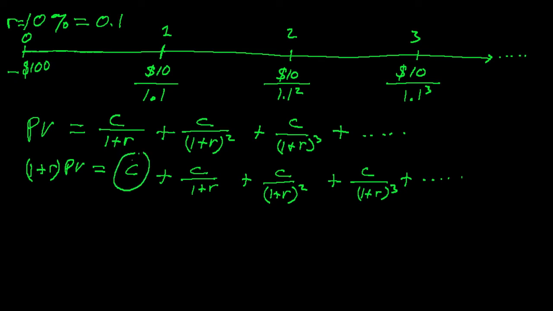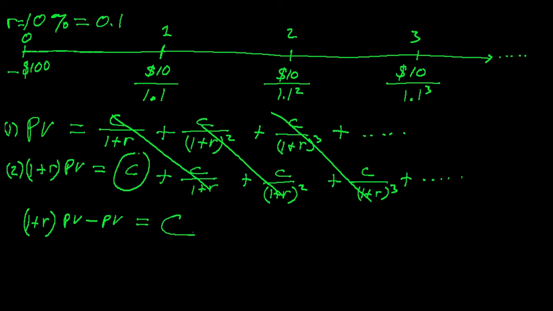So let's subtract equation 1 from equation 2, and we'll get 1 plus R times PV minus PV equals, all of these terms here are going to cancel, it's going to equal C. And if you simplify that, 1 plus R minus 1 times PV equals C, or PV equals C over R. And that's the formula for the present value of a perpetuity.